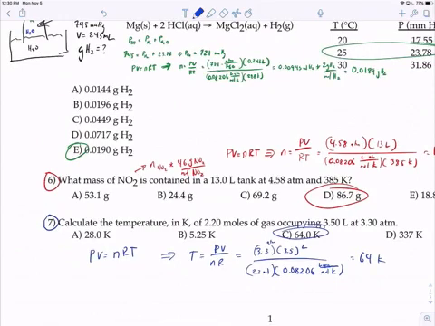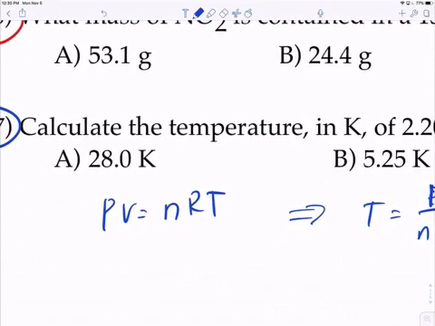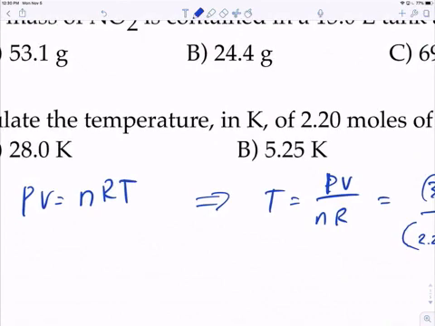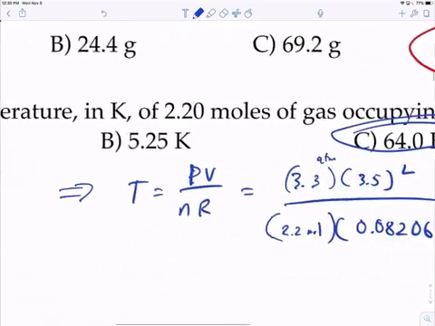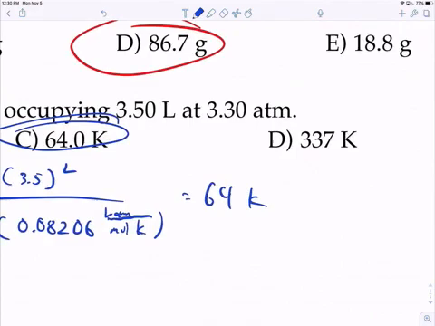So recap for this one, we're looking for temperature. So use the ideal gas law, but instead solve for temperature. Temperature is pressure times volume over number of moles times the gas law constant. Plug in those numbers, get 64. Questions with this one?